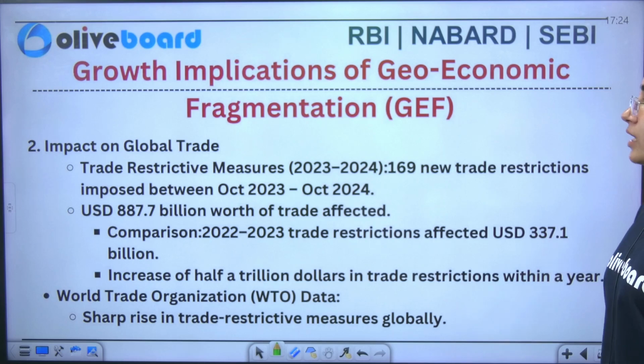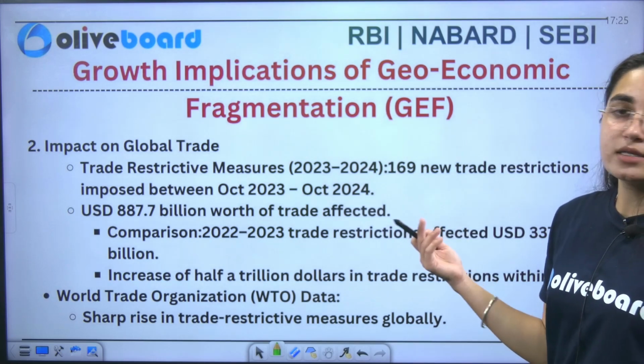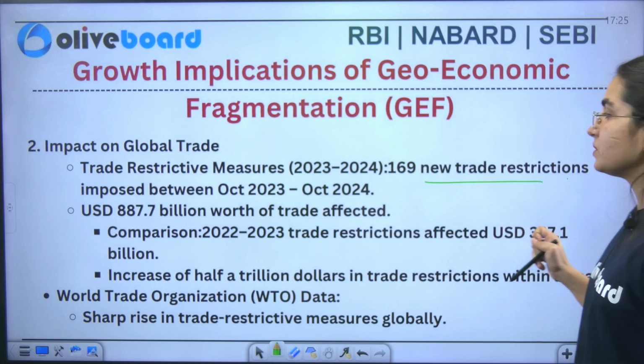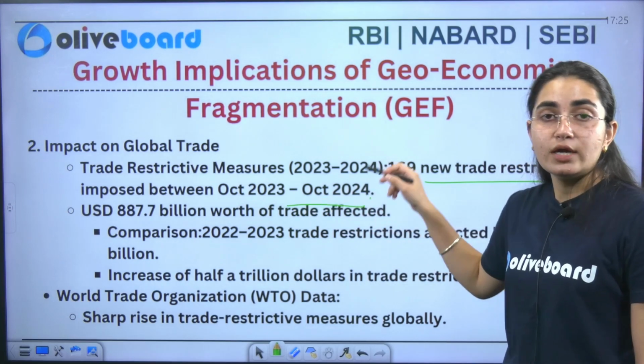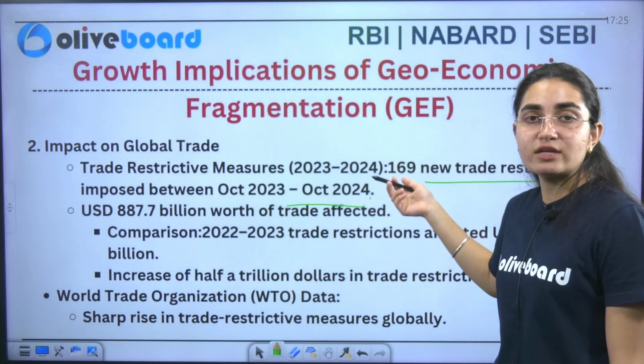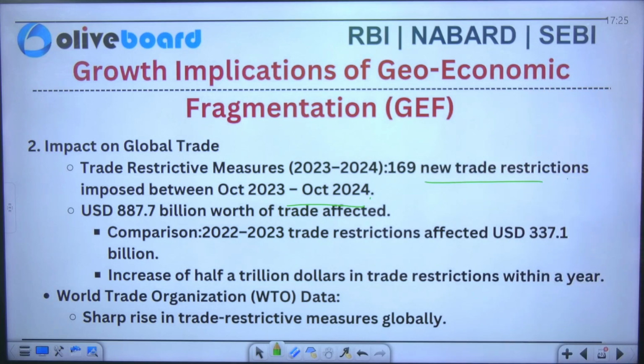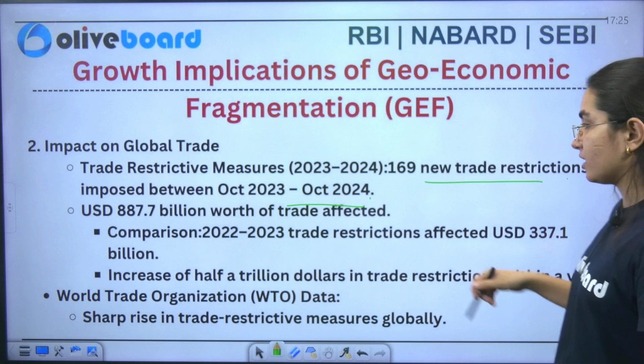Now we'll talk about the impact on global trade. You can see 169 new trade restrictive measures have been imposed between October 2023 and October 2024. USD 887.7 billion worth of trade is getting affected.